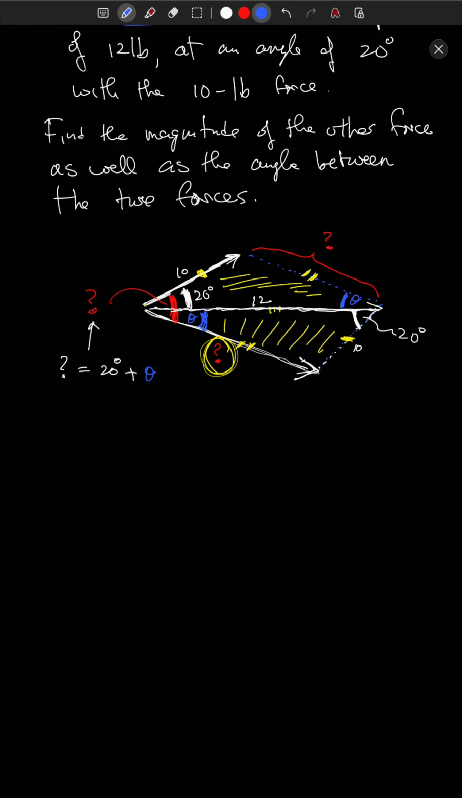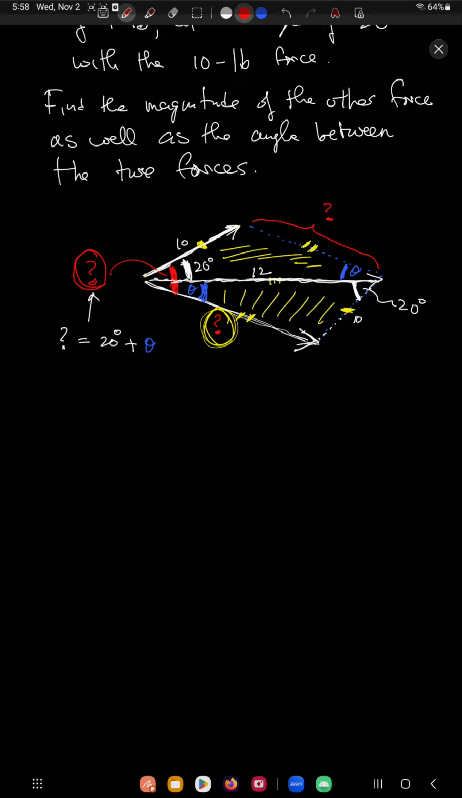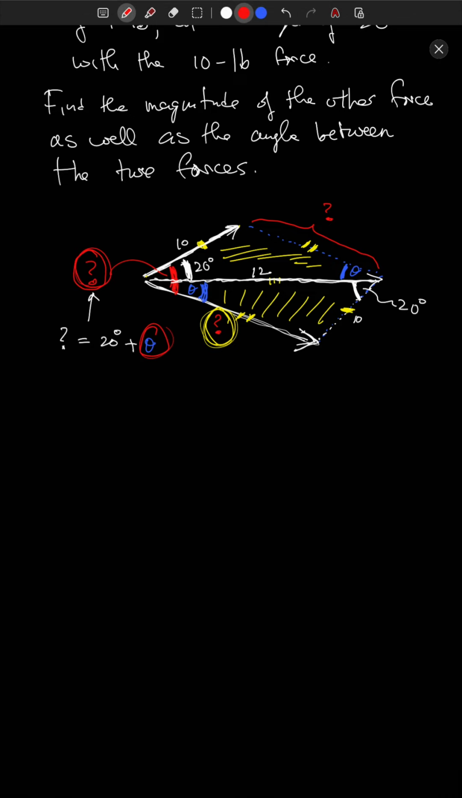So in essence, if we want to know this question mark angle, we only need to figure out theta, right? And then once we add 20 degrees to it, we know the question mark angle. So essentially the problem becomes, what is this length right there? And what is this angle theta?